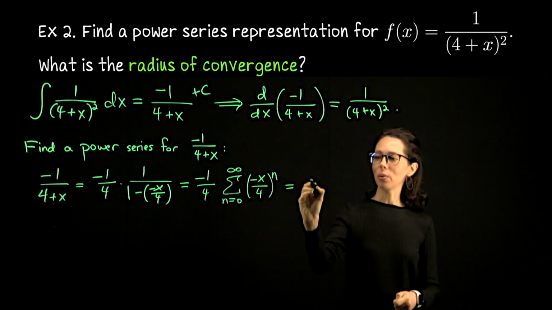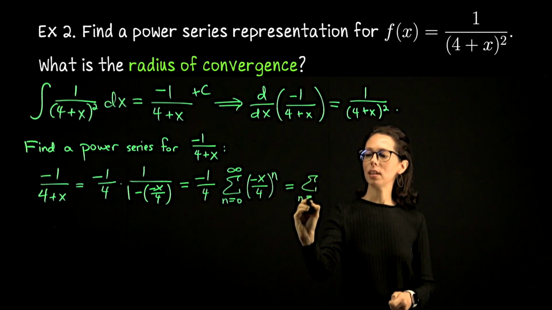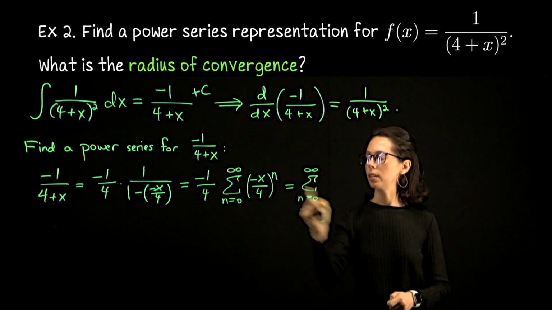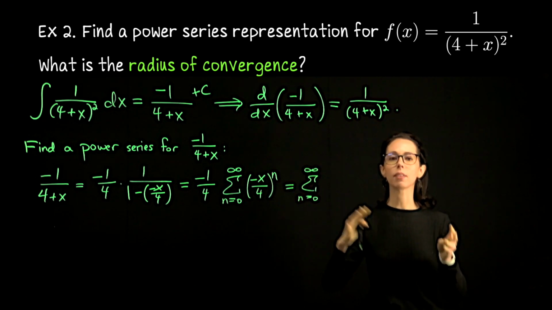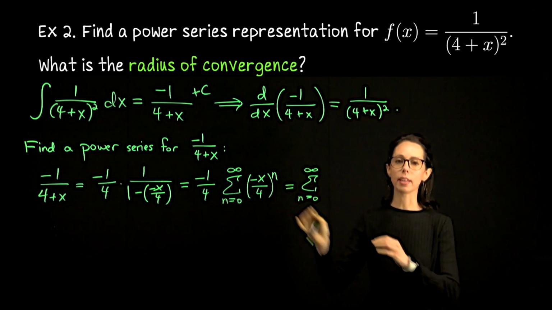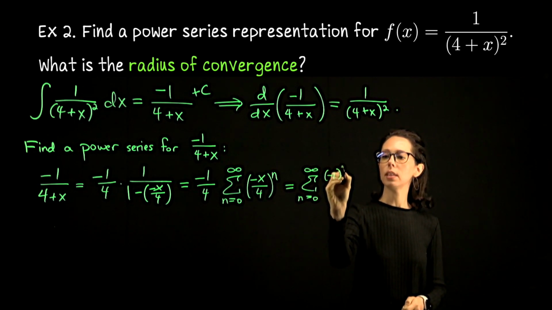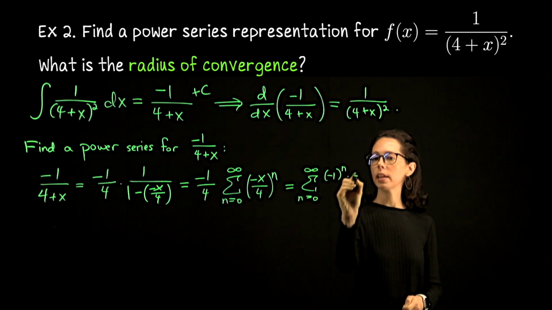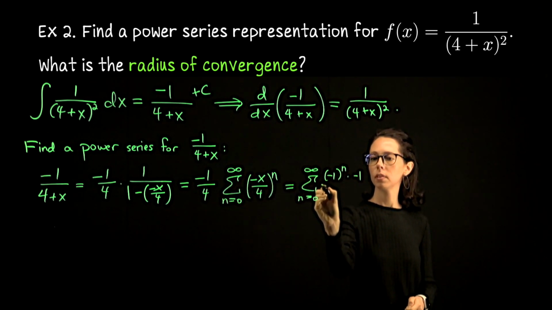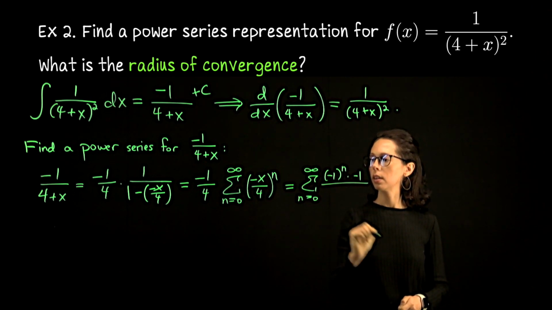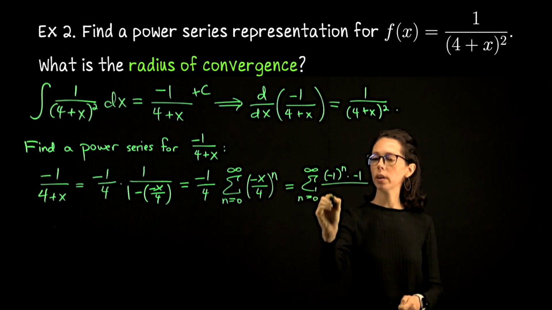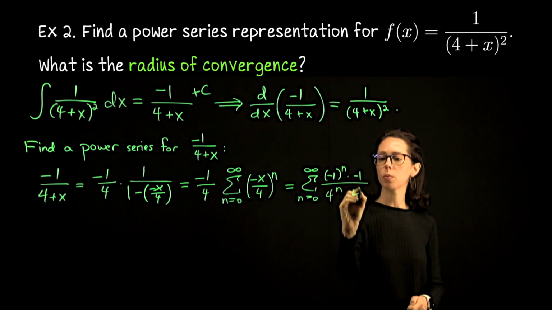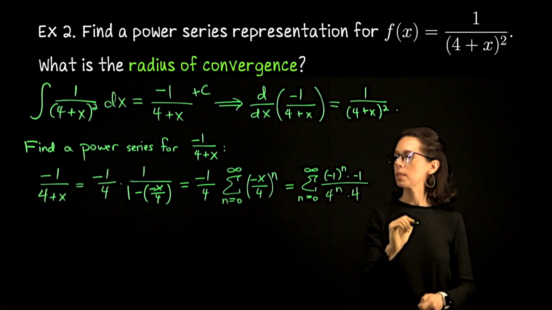You should. So let's do the sum from n equals 0 to infinity of negative x to the n. I'm going to think of that as negative 1 times x, all to the n. So that's negative 1 to the n, x to the n, times negative 1 from out here, all over 4 to the n times 4. I'll write this one more time, times x to the n.